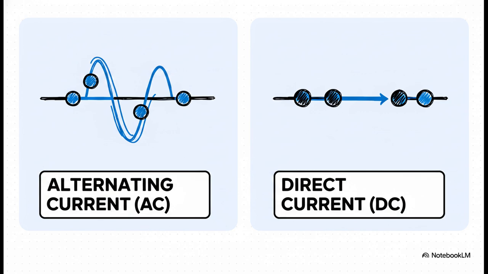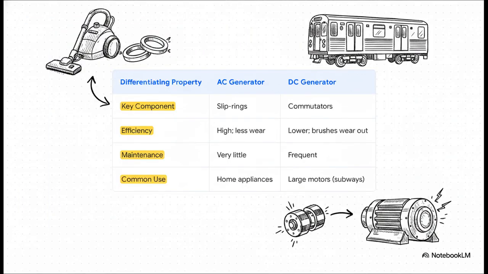AC, that's alternating current, think of it like the tide. It's constantly ebbing and flowing, reversing direction. DC, or direct current, is more like a river. It just flows steady in one single direction. And that one little difference, it changes everything.